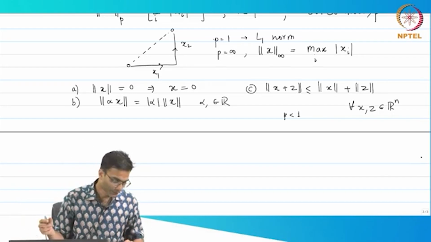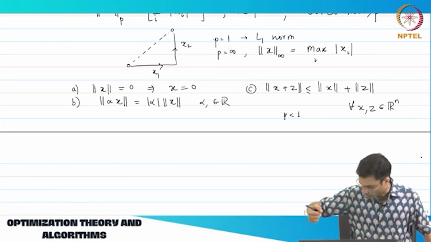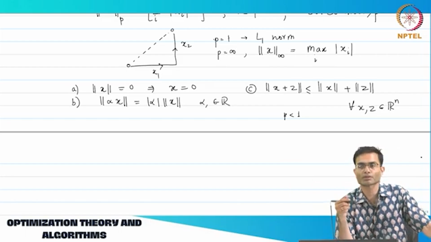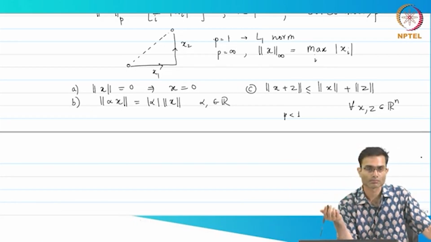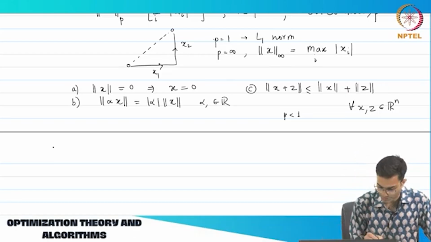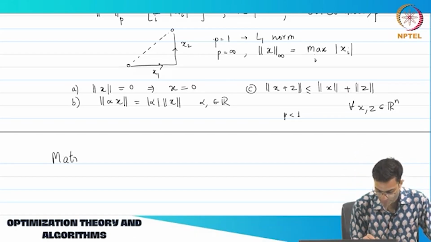Okay, so this is about vector norms, right? Now, often we will also come across the norm of a matrix, right? Now, what is the norm of a matrix? There are in fact two different definitions of the norm of a matrix. So let's look at that. So, matrix norms.